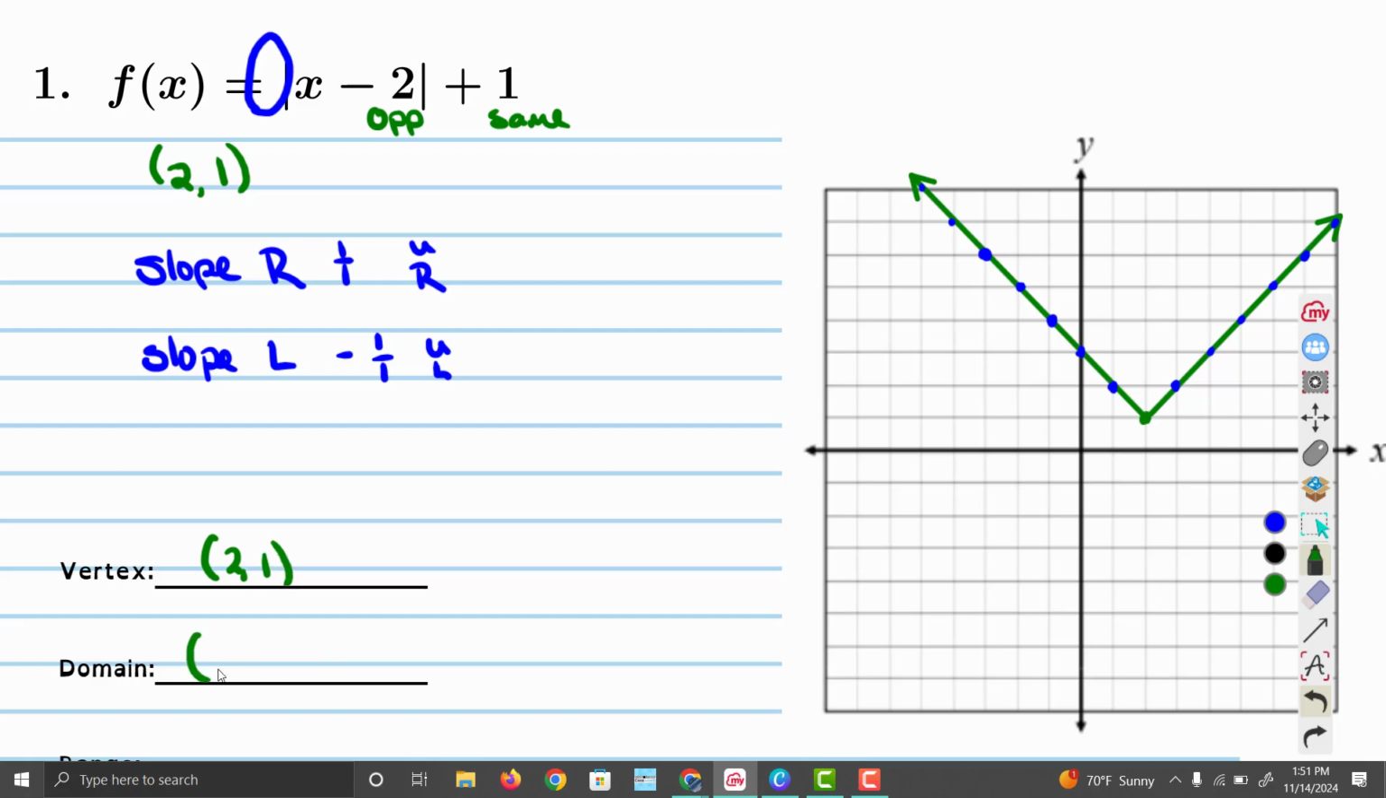My domain on absolute value functions is always negative infinity to positive infinity. And my range was my low value. So here's my low value. So I'm looking at that according to y values. The y value there is 0. I can be there, so I have a bracket all the way up to positive infinity.